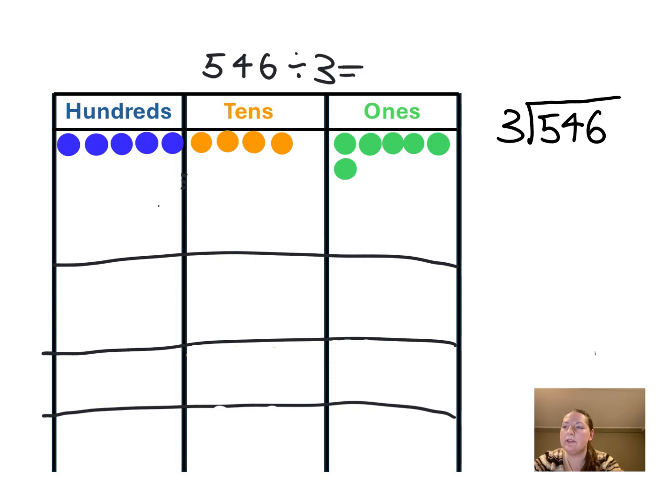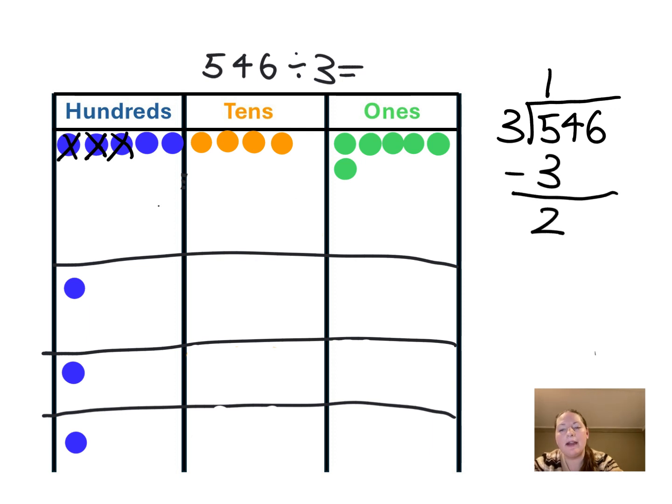So for our hundreds, let's cross them out one by one and place them into our groups. So 100, 200, and 300. So we can distribute 100 each into 3 groups, leaving us with 2 groups of 100 left. Now, is 2 groups of 100 enough to distribute into 3 groups? No, it's not. So let's write a 1 over here to represent that we distributed 1 group of 100 into each of 3 groups. And then that was 300 total. So 500 minus 300 is 200. So now we have 200s left.